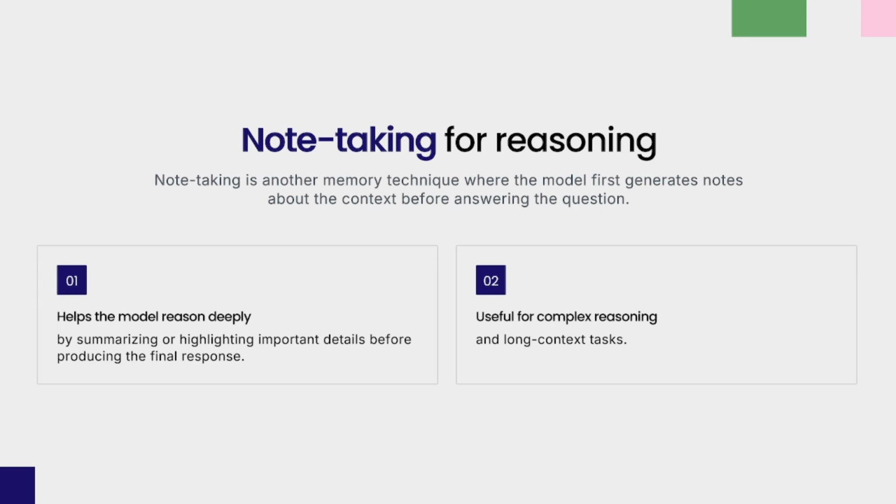By summarizing or highlighting important details before producing the final response, it also helps the agent think about whether what it's trying to generate or process is actually accurate. It's useful for complex reasoning and long context. So note taking is also useful when the situation demands complex reasoning.